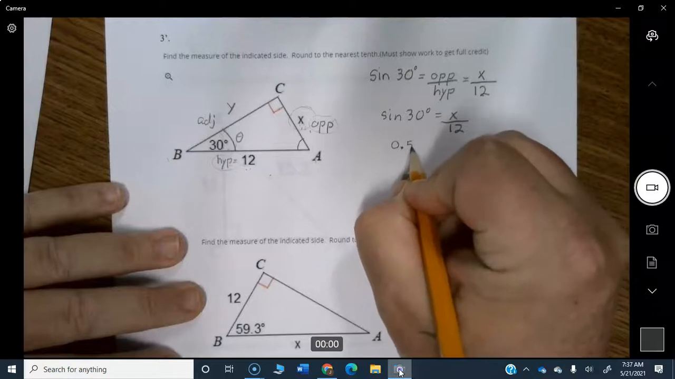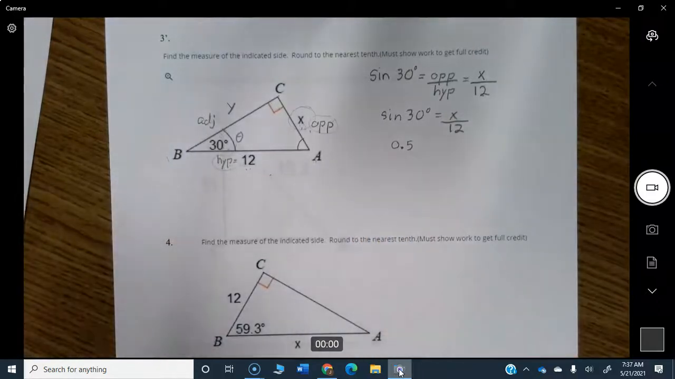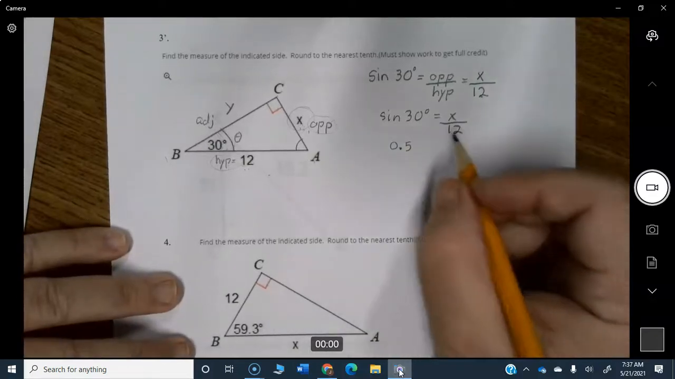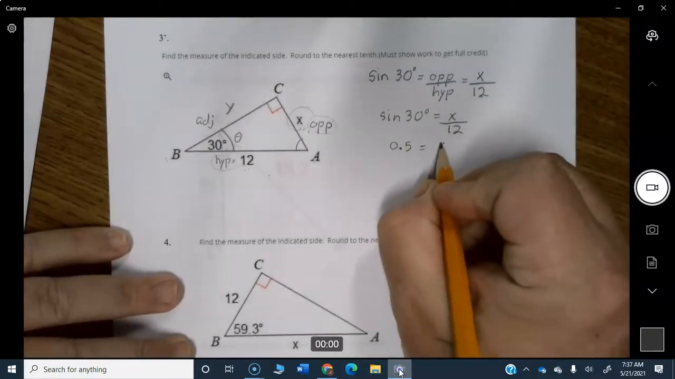When I was in high school taking this class, there were big pages and pages and pages of sines, cosines, and tangents for various angles. You had to look them up in a book, and my textbook had that. But you don't have to do that anymore. You have a calculator, so you do that. So that equals x over 12.